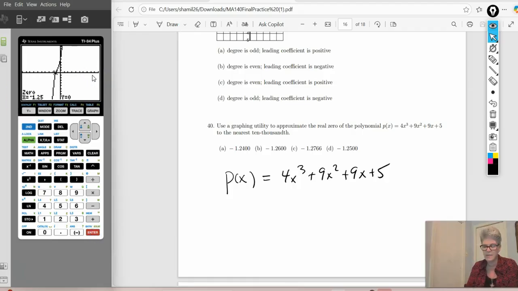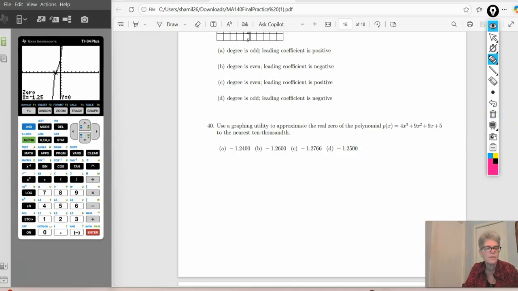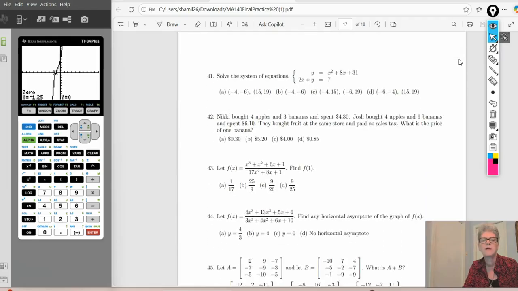And this is telling me what the x-intercept is. It's telling me that it's calculated the x-intercept to be that. Of course, that means that the x-coordinate of the 0 is -1.25. And that's going to give me selection D. So that's the answer for that one. Okay, we're almost done. We don't have much longer. Okay, so that completes question 40. We got 10 more to go.